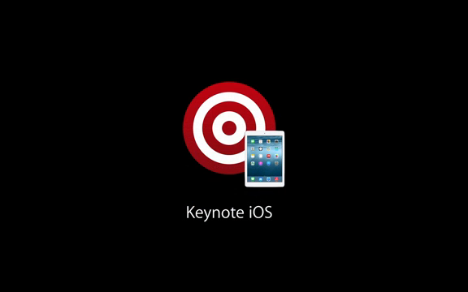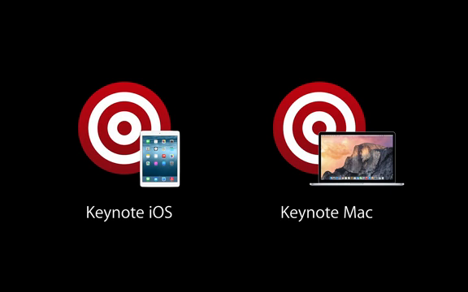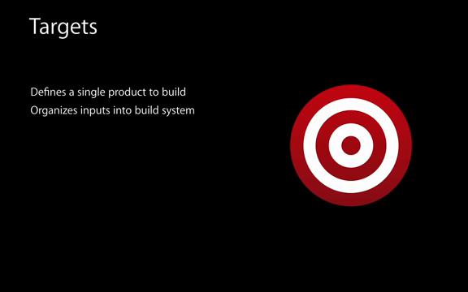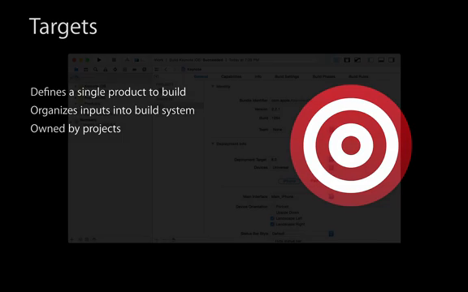The first small yet pivotal step to moving Keynote to the Mac was to create a new Mac target for the app. So, what's a target? A target contains instructions for building a single product. The most common type of target is an application target, which builds apps, but there's also unit test targets, among many others. Targets also organize everything that gets passed into Xcode build, which is Xcode's build system. And lastly, targets are a part of projects.